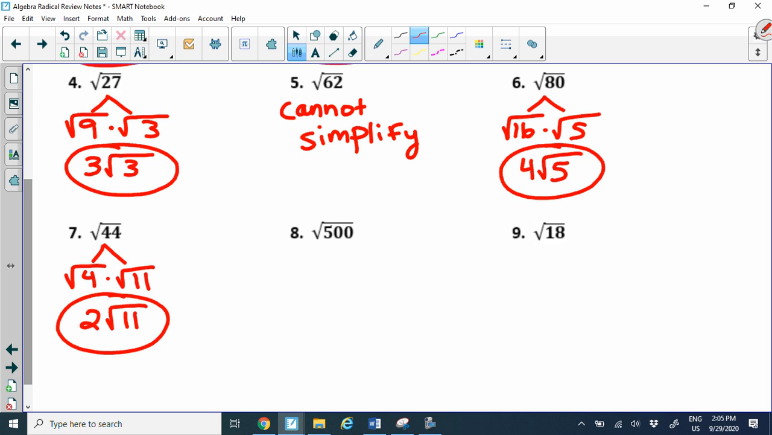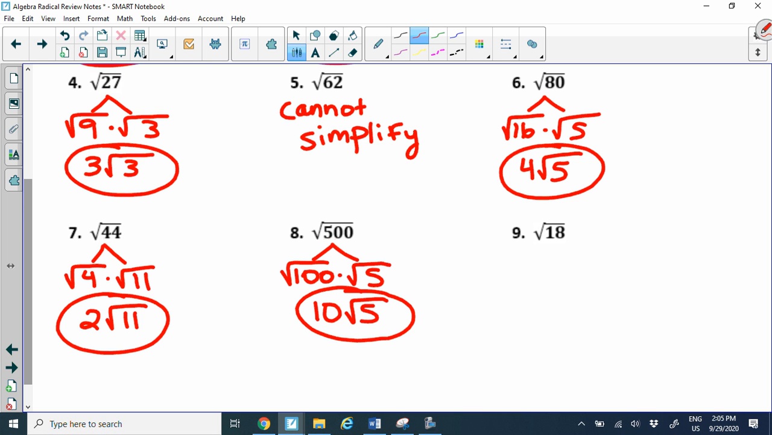Okay, 500. The largest perfect square is 100. Multiply that by 5. Okay, square root of 100 is 10. The 5 stays inside the radical sign. And that's our answer, okay? Notice that I'm taking the square root of the perfect square, and whatever is left underneath stays there, okay? And I only take the square root once. So notice like in number 6, when we took the square root of 16, I got 4. I didn't take the square root of 4 to get 2, okay? Only take the square root once. Make sure you write that down.